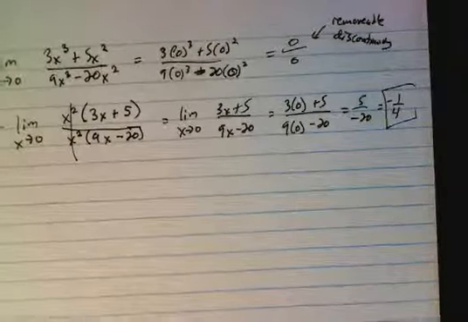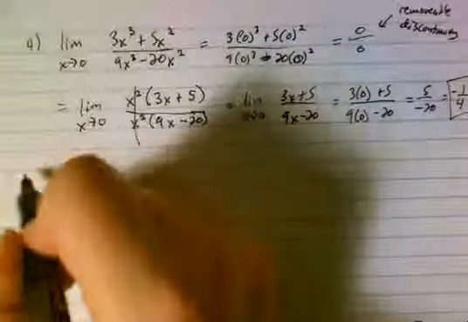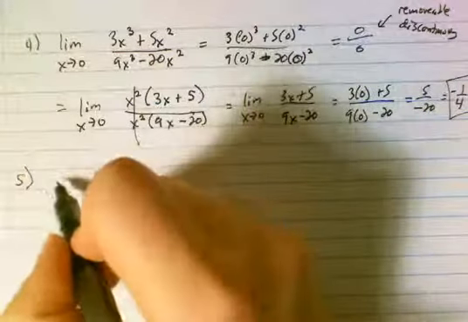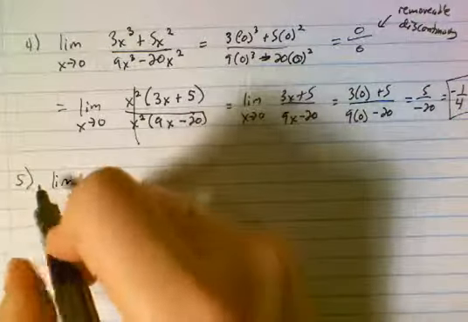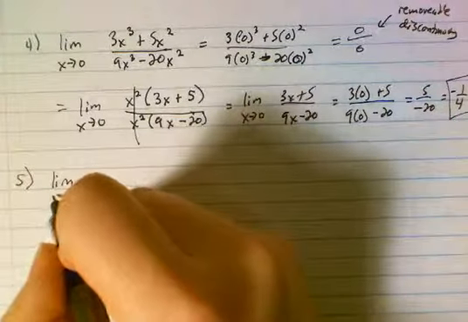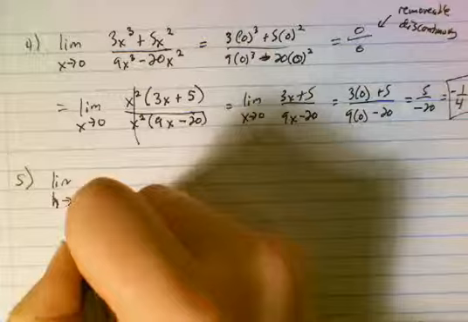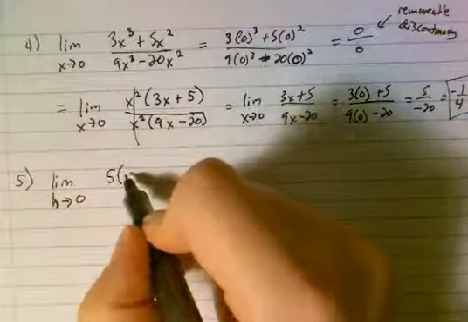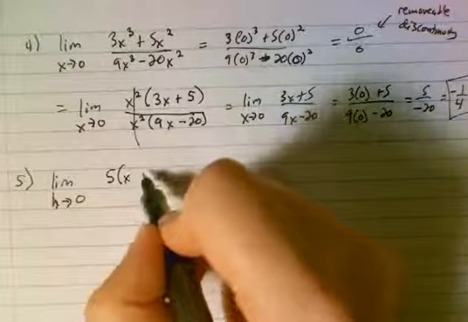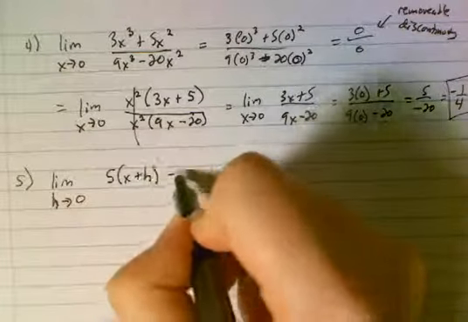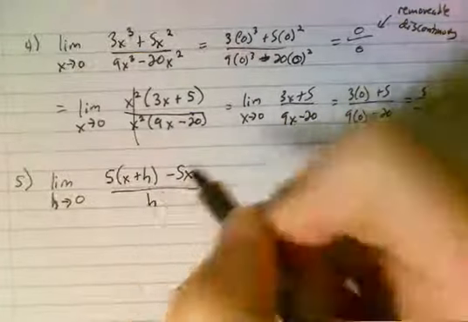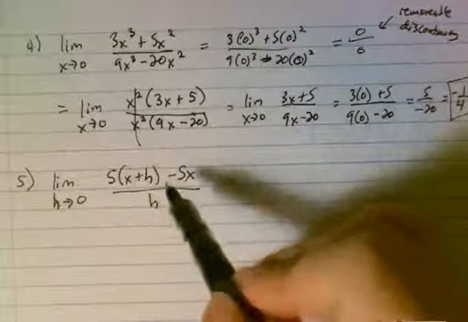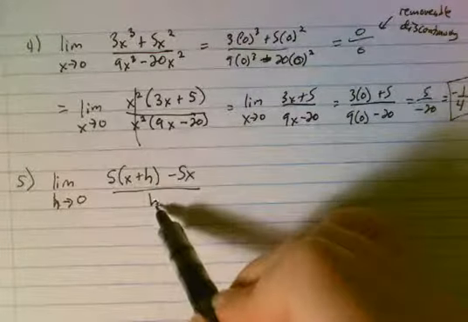Sometimes we have to massage the equations a little bit before canceling. So some adding or subtracting or combining of like terms kind of thing. So let's look at this one. Limit as, let's say another variable, let's say h approaches 0. It doesn't always have to be x. Let's say we've got 5 times x plus h minus 5x, all over h. Notice this x is just along for the ride. We'll see what happens to it. This h is going to be 0.